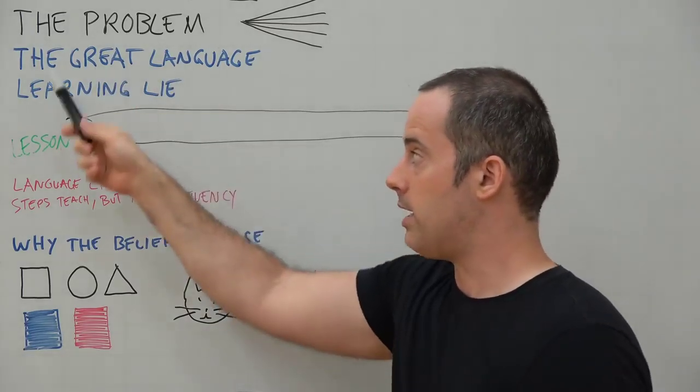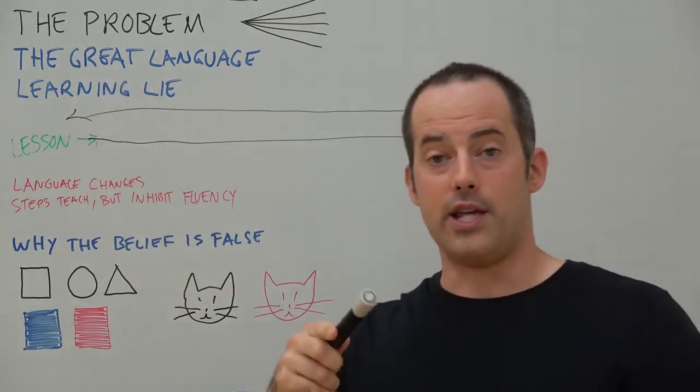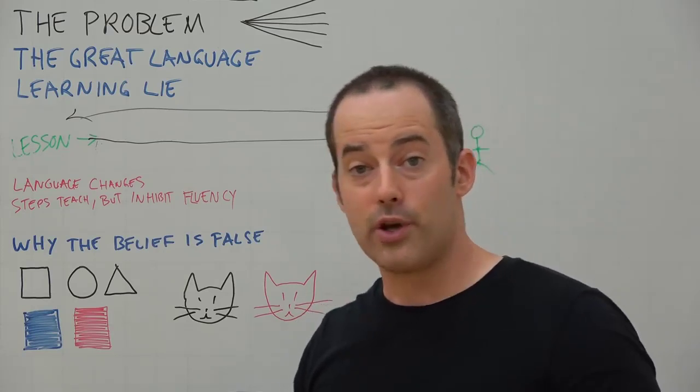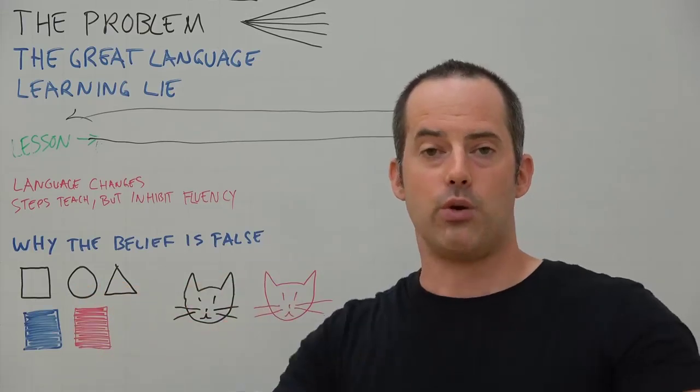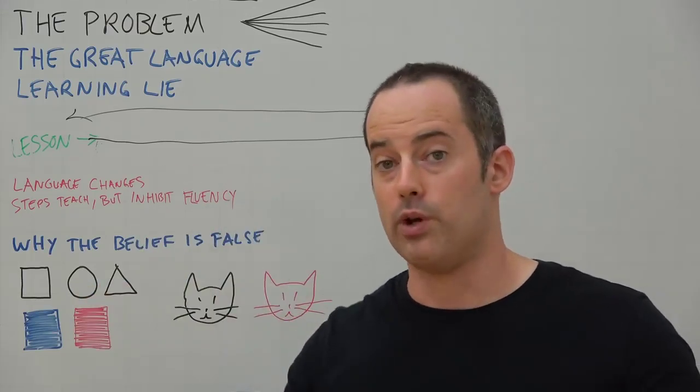So the problem here, again, we have the great language learning lie that you have such a thing as a second language, but there really isn't one. It's more that there are two different ways of learning a language, and you can apply either of those to any language you want to learn.